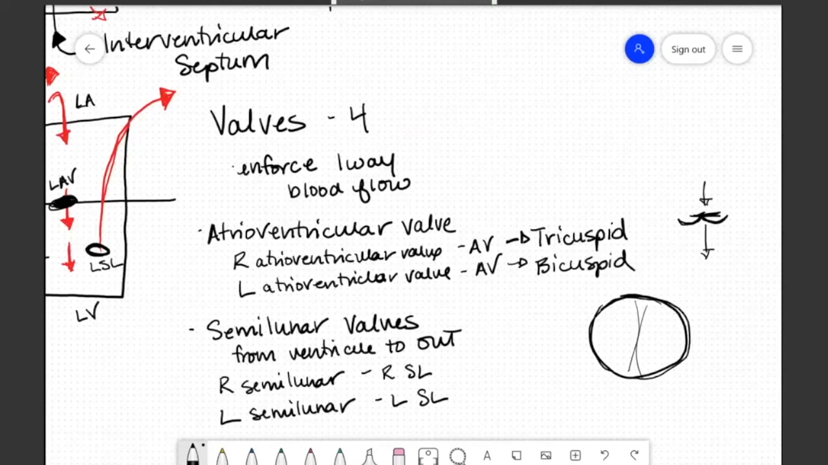So these doors right here, think about an upside down umbrella. If you go outside and it's rainy, you want your umbrella to be this way. But if there is a really intense wind, your umbrella will actually flip upside down, right? So that's kind of what these valves look like. They look like flipped upside down umbrellas, and they close.